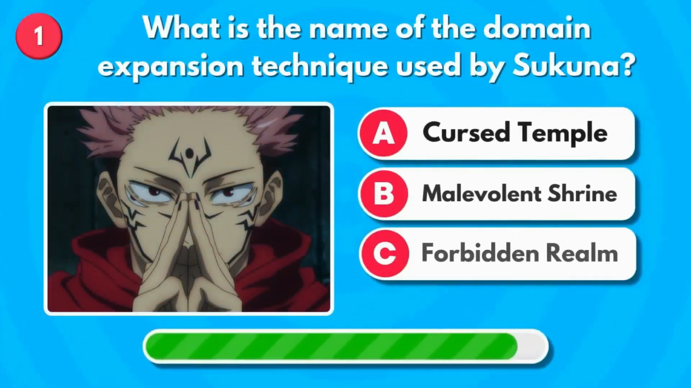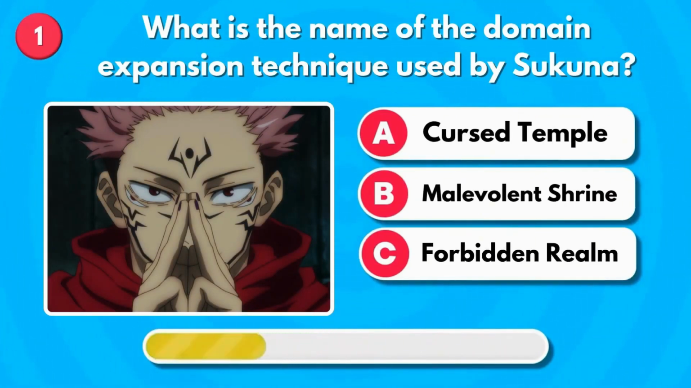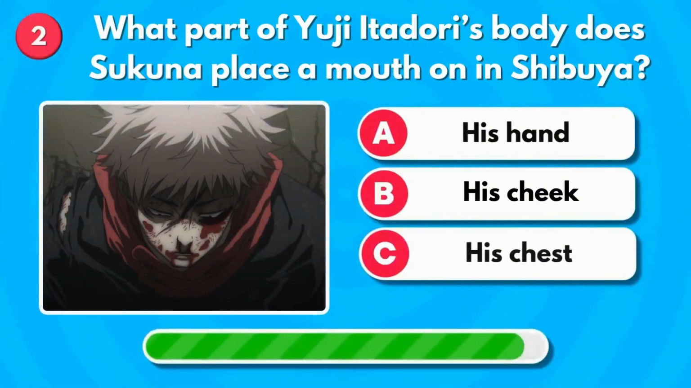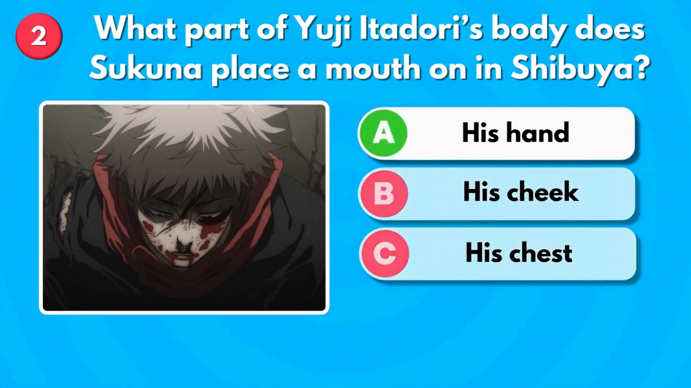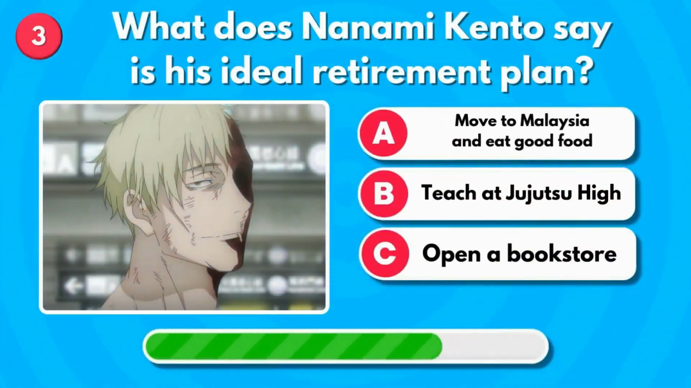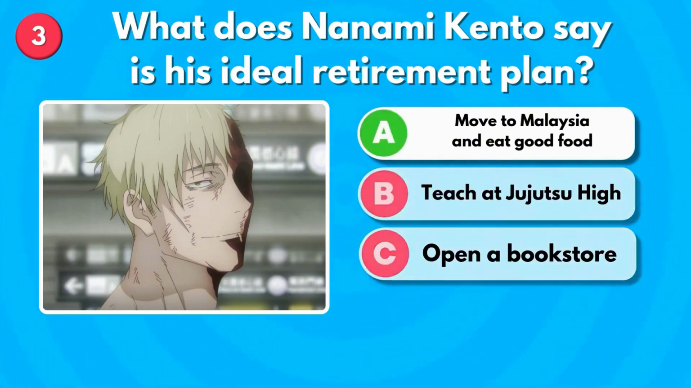What is the name of the domain expansion technique used by Sukuna? Malevolent Shrine. What part of Yuji Itadori's body does Sukuna place a mouth on in Shibuya? His hand. What does Nanami Kento say is his ideal retirement plan? Move to Malaysia and eat good food.